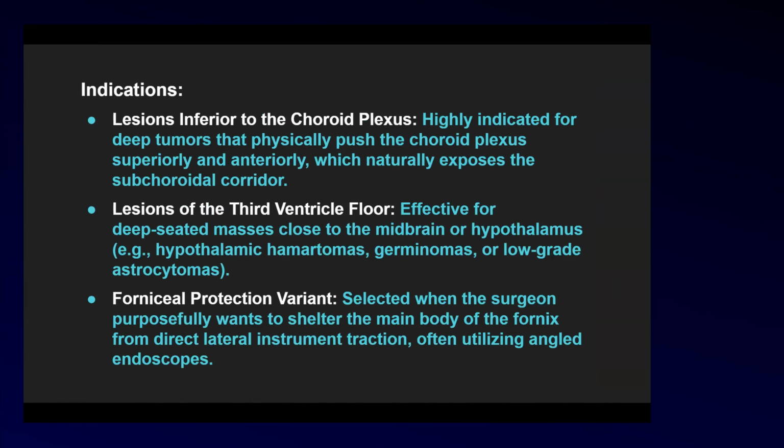So if there is a lesion which is inferior to the choroid plexus, or if there is a lesion which is pushing the choroid plexus superiorly, any lesions of the third ventricle floor, because this will provide a very deep trajectory. And if you want to protect the fornix, if the patient had the condition that we were discussing before, one side of the fornix had already been injured in whatever the reason was, you want to protect the fornix, then this is a superior approach in terms of fornicial protection.